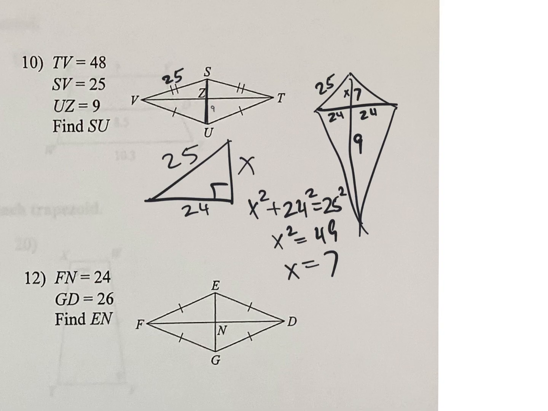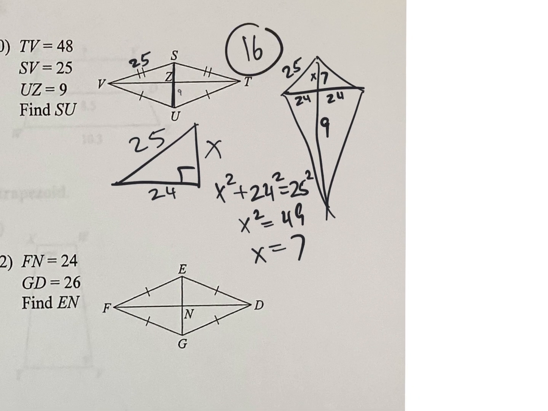So x is 7, but it doesn't want to know what x is. It wants that full length, so the 7 and the 9. So the answer to that one is really 16. 7 plus 9 is 16. That was a hard problem. You had to recognize that it was not a rhombus. All right.